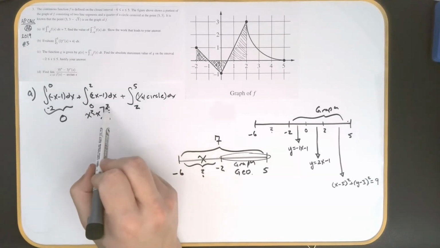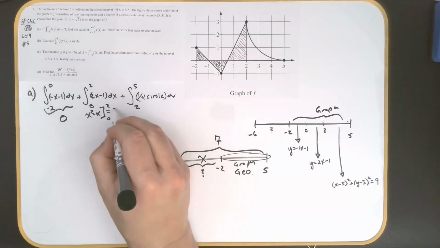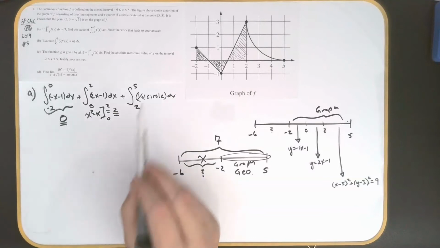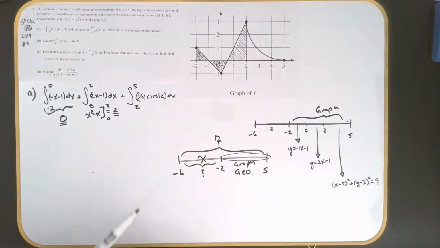Pretty simple integral. Put 2 in. You get 4 minus 2 is 2 minus 0. This little integral here just equaled 2. So we have a 0, we have a 2, and then we have this quarter circle here we got to deal with. So if we look at the quarter circle, you got to be careful here.